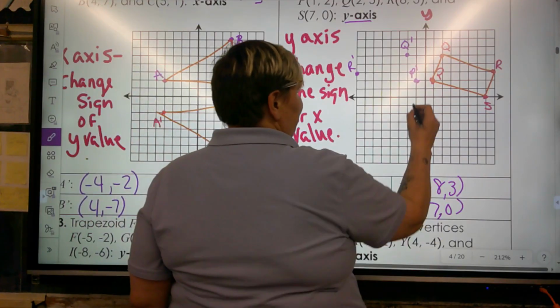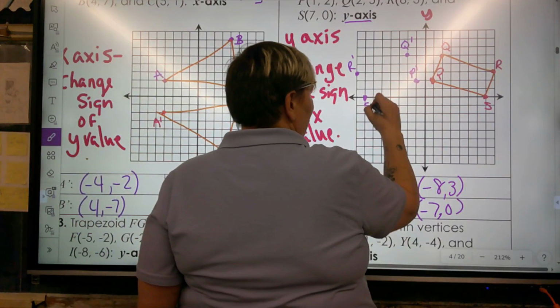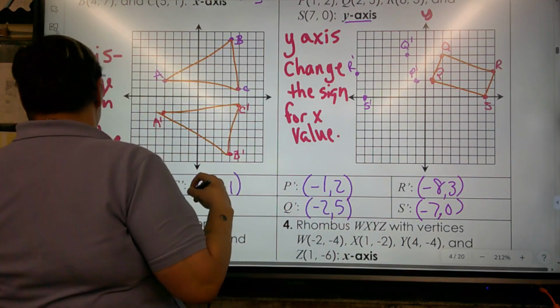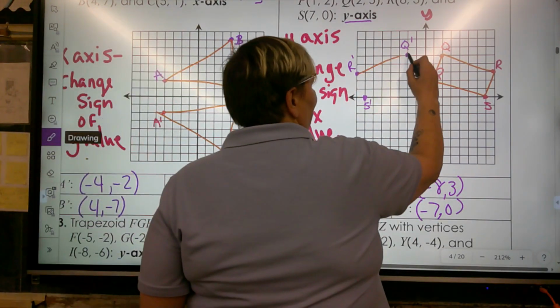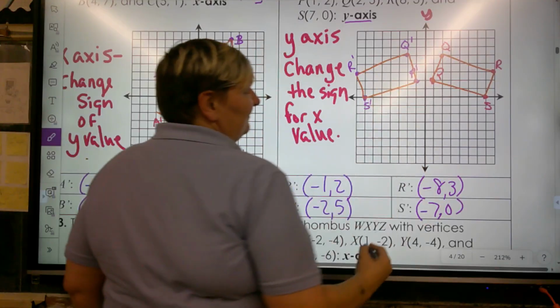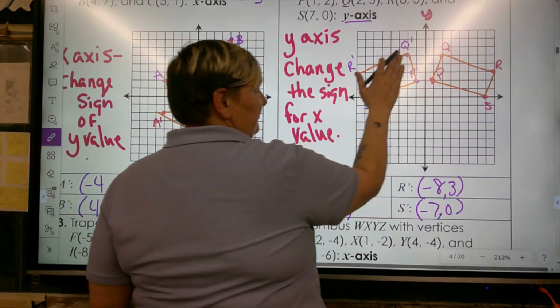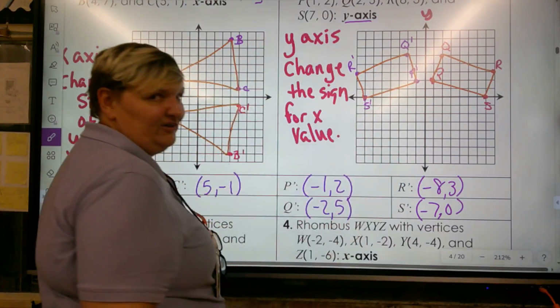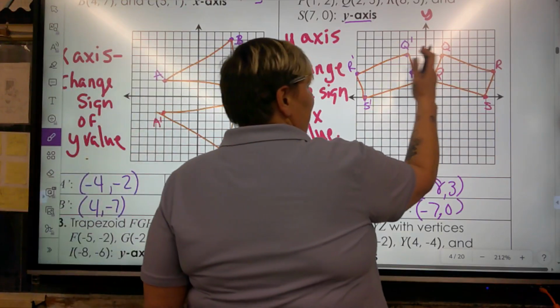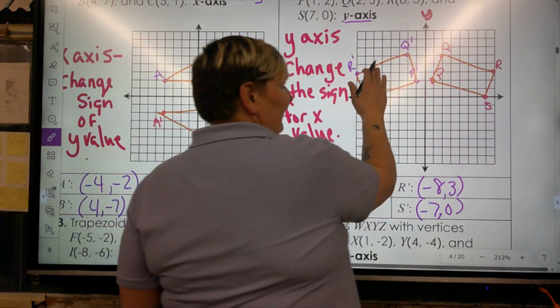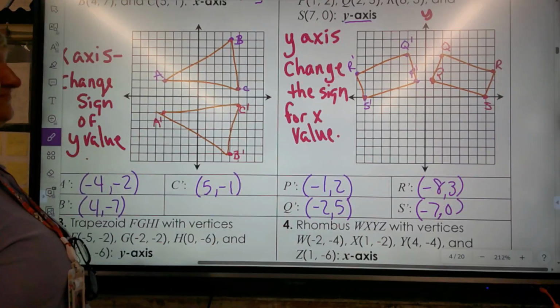S prime, negative 7, 0. And let's connect them. It literally looks like we took this side of the paper and flipped it onto this side of the paper. That's a reflection. We flipped it on the y-axis. We reflected over the y-axis.